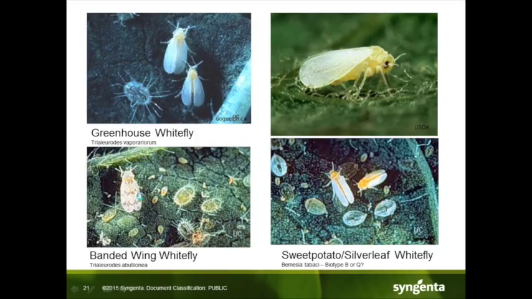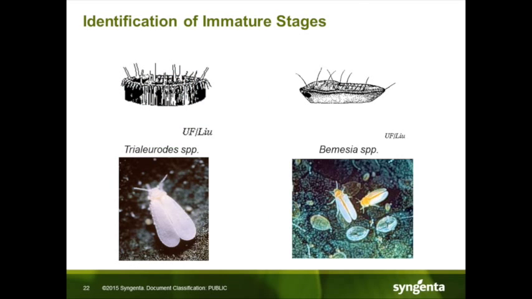whereas the greenhouse whitefly and the Bemisia species do not. Now, looking at the difference between Bemisia, the sweet potato or silverleaf whitefly, versus the greenhouse whitefly: the greenhouse whitefly tends to hold its wings flat over its body and is slightly larger in size. I think the wings tend to look like a heart shape to me, whereas with the Bemisia species, they hold their wings at an angle, almost like a roof.